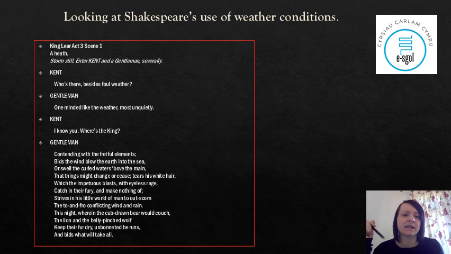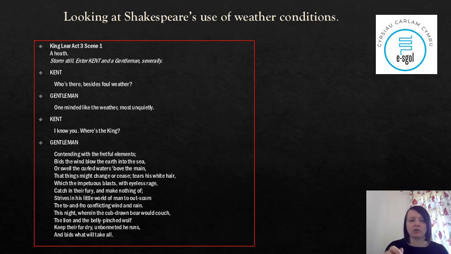And then you've got Kent: "Who's there besides foul weather?" Gentleman: "One minded like the weather, most unquietly." Kent: "I know you. Where's the king?" Gentleman: "Contending with the fretful elements, bids the wind blow the earth into the sea, or swell the curled waters above the main, that things might change or cease, tears his white hair, which the impetuous blasts with eyeless rage catch in their fury and make nothing of, strives in his little world of man to outscorn the to and fro conflicting wind and rain. This night, wherein the cub-drawn bear would couch, the lion and the belly-pinched wolf keep their fur dry, and bonneted he runs and bids what will take all."